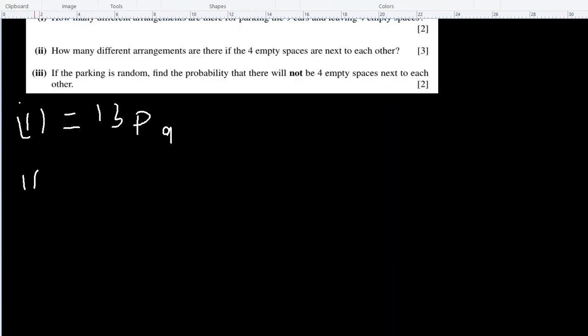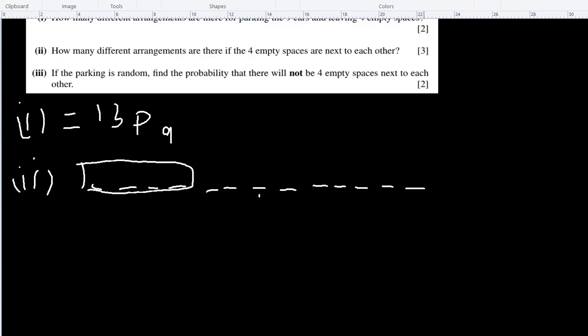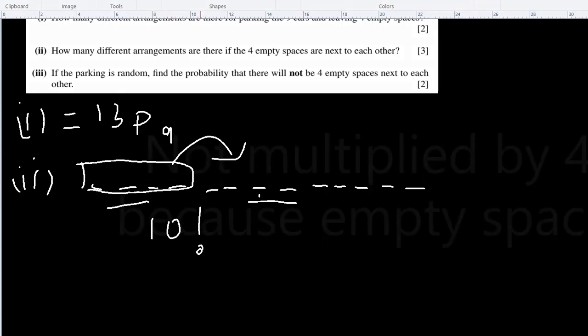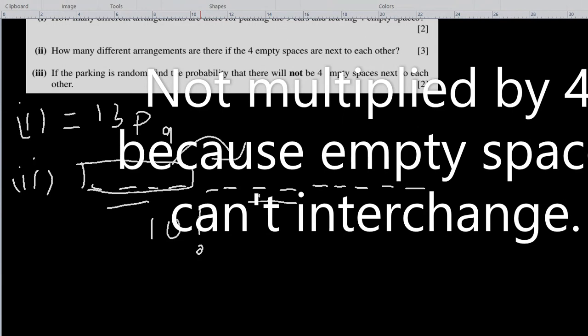Part 2 says that how many different arrangements are there if 4 empty spaces are next to each other. So 1, 2, 3, 4. These are 4 empty spaces and I'm putting them inside a box. The remaining are 9. 3, 4, 5, 6, 7, 8, 9. Now this box will move together wherever it goes. So now we have 9 of these plus 1 of this, so 10. And they can take any space in 10 places. So 10 factorial will be the solution of number 2.